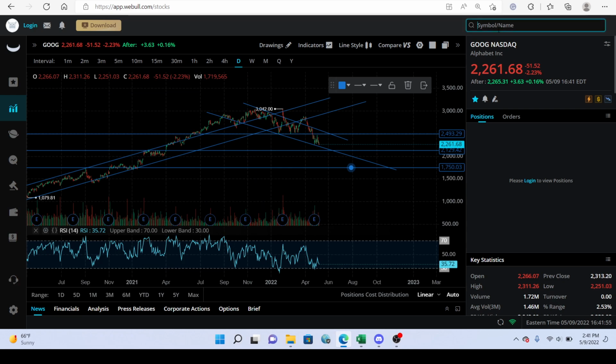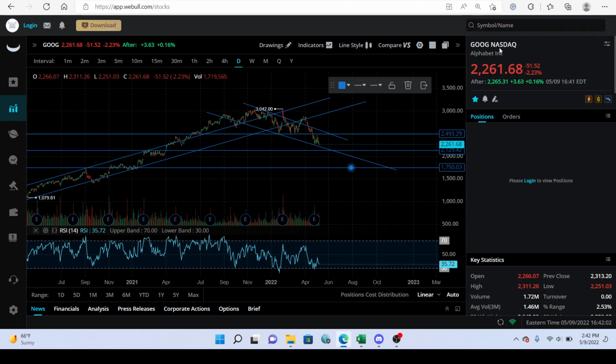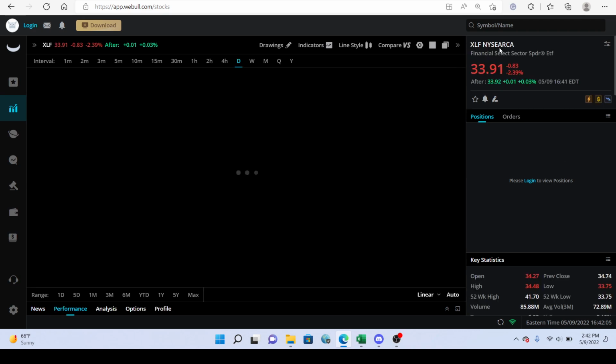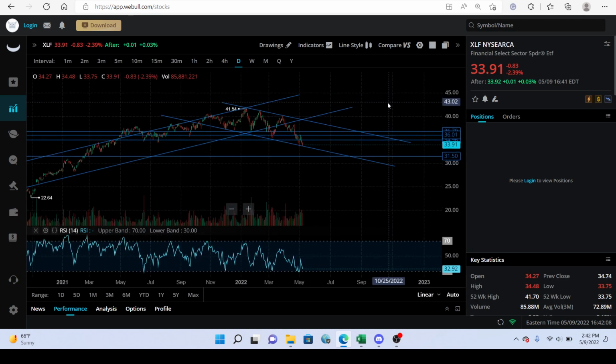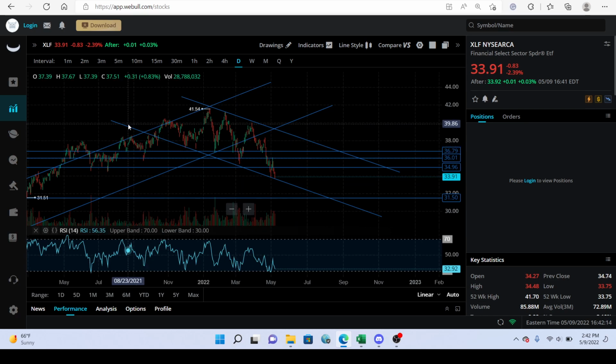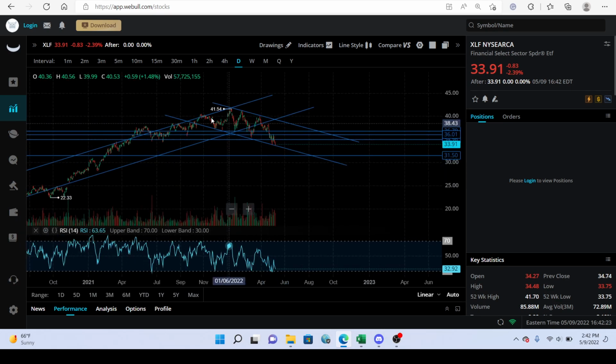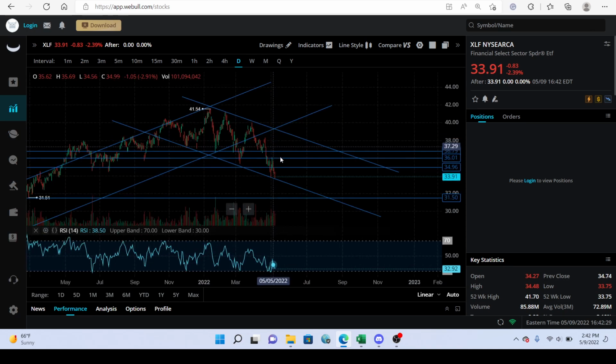Let's look at the next chart. Let's look at XLF. So XLF is the financials, and you can see that it's getting really, really beat up. But I do want to note that we're on the bottom of this trend channel right here. So let me zoom out for you guys. You can see that we're at the bottom of this trend channel. I think we're due for a rally of some sorts.